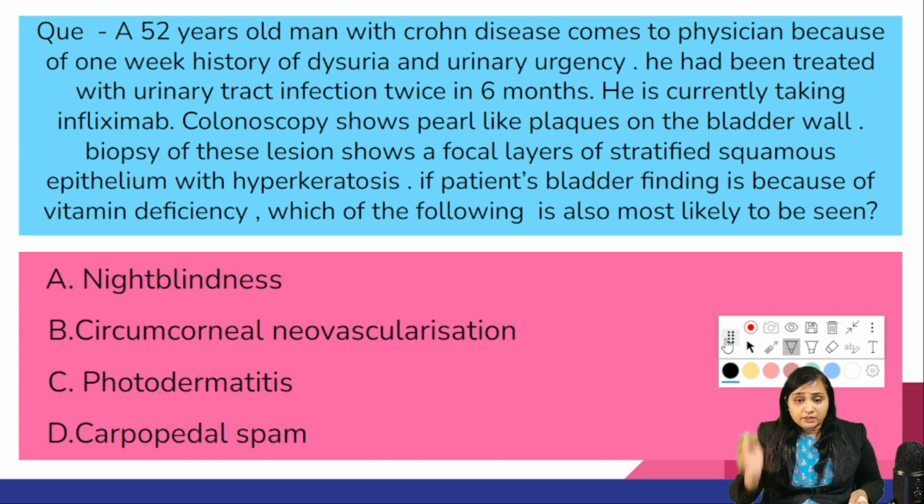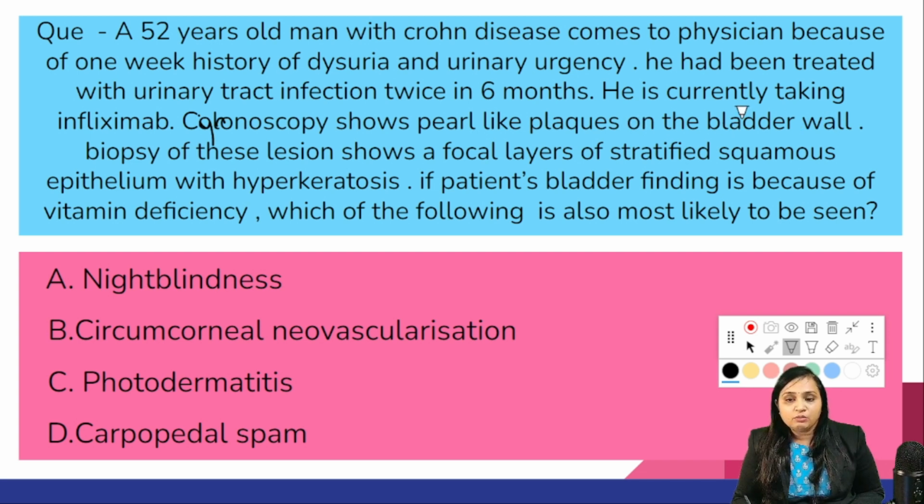Now it's a clinical case scenario. A 52-year-old male with Crohn's disease comes to the physician because of a 1 week history of dysuria and urinary urgency. He had been treated for UTI twice in 6 months. He is currently taking infliximab. Cystoscopy shows pearl-like plaques on the bladder wall. Biopsy of these lesions shows focal layer of stratified squamous epithelium with hyperkeratosis.